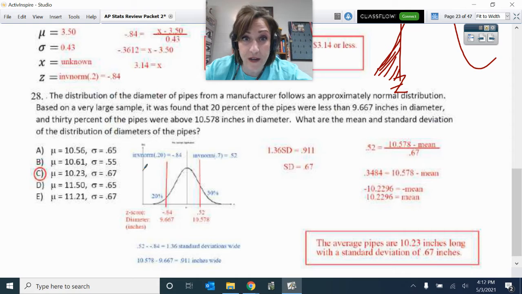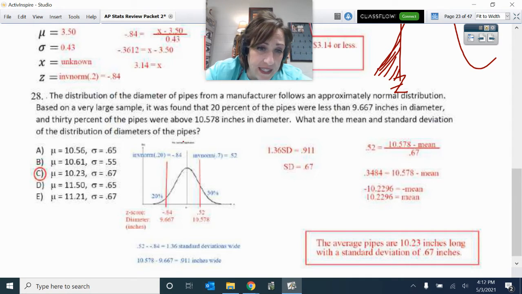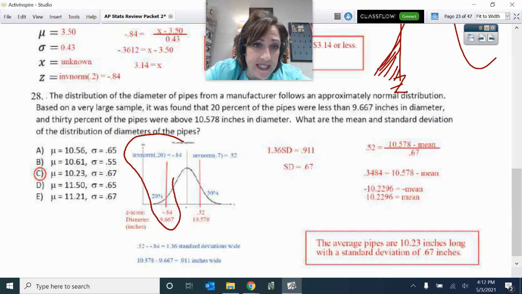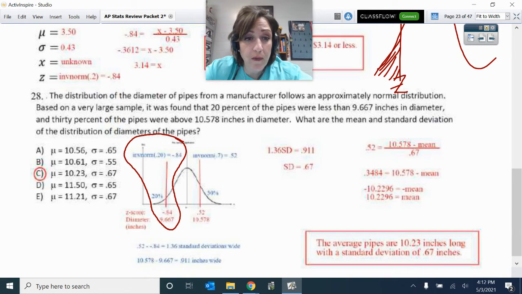Now, this was a very interesting one, and this is an AP question here. We had two unknowns. So very interesting. We had a situation where we know that 20% of the pipes were less than 9.66. So you can see here, I put that right here in this section. So I did inverse norm of 0.20. So that is a z-score of negative 0.84 and the corresponding amount that goes with it is 9.66.